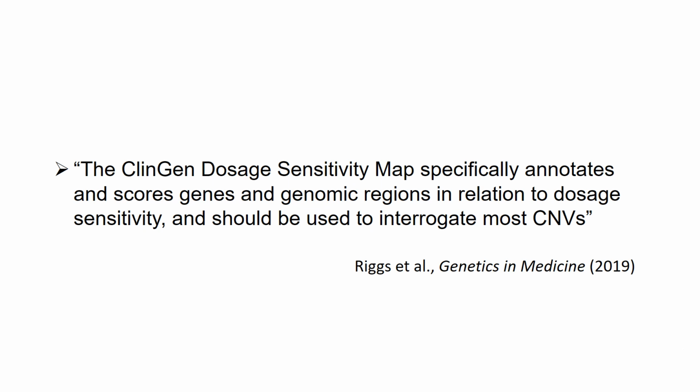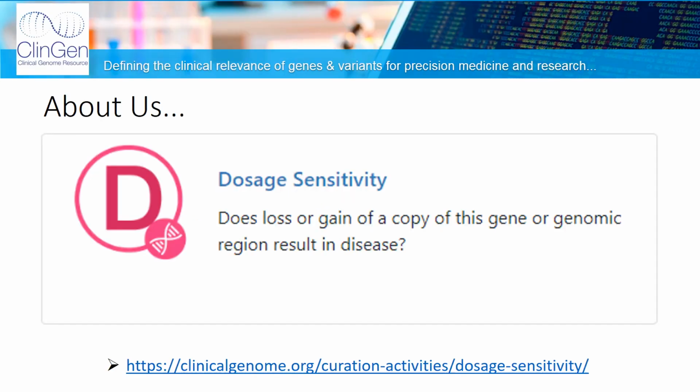In order to do this, we're going to first look at the ClinGen Dosage Sensitivity Map, which, as stated in the guidelines, specifically annotates and scores genes and genomic regions in relationship to dosage sensitivity and should be used to interrogate most CNVs. The dosage map is curated by the ClinGen Dosage Sensitivity Working Group. In this working group, we aim to address this basic question: does loss or gain of a copy of a particular gene or genomic region result in a clinical phenotype?